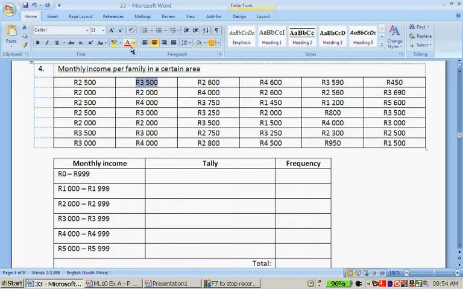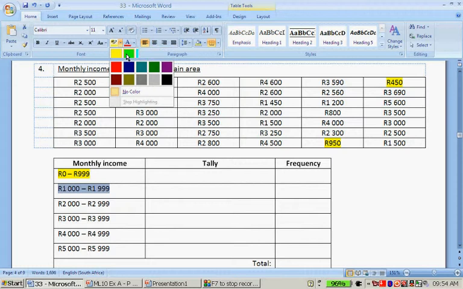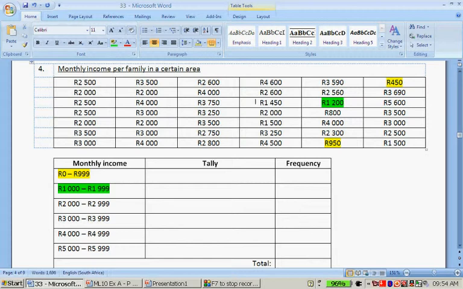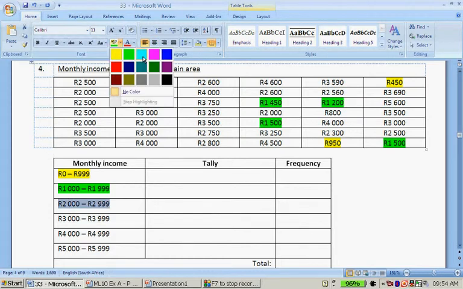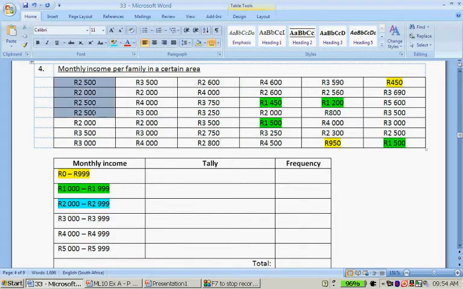So what you can do when you are busy tallying is just highlight. So this is the yellow group. Right, so that is the first two. Let's make this the green group. So in that one falls 1,200, 1,450, 1,500, and 2,500. With the next one, let's make it blue. So these were all in that one.